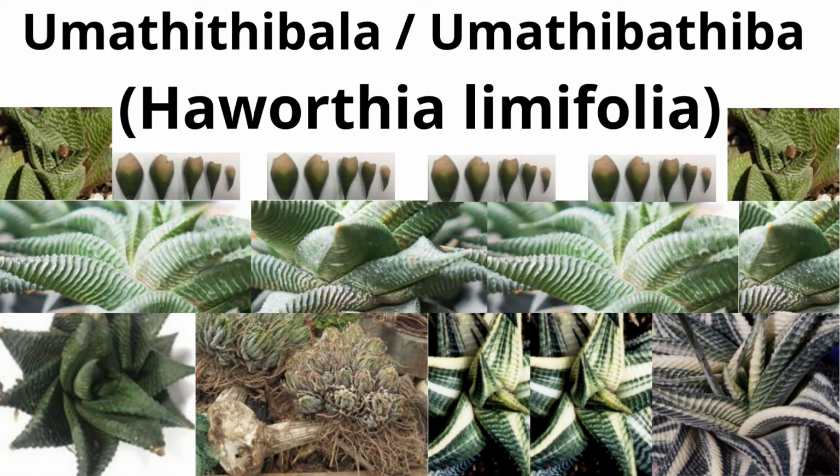The roots can be boiled and the liquid taken as an enema to treat stomach trouble. Some groups of people use the leaves of Umathithibala to make a necklace that they hang around the neck to create a euphoric feeling and to ward off evil spirits.